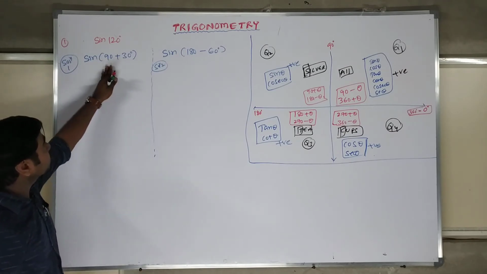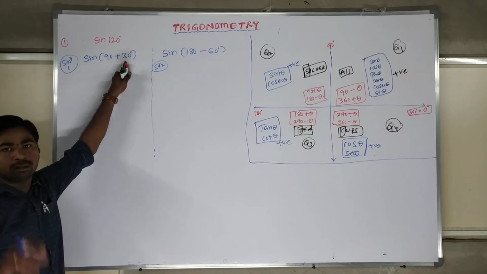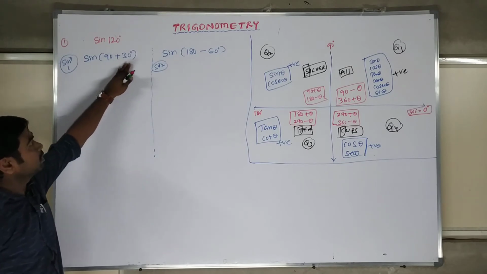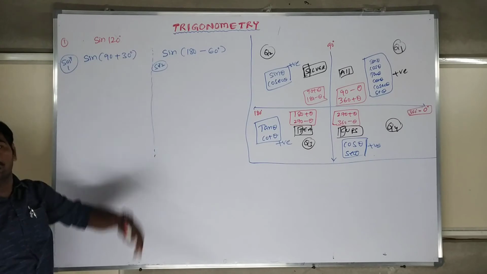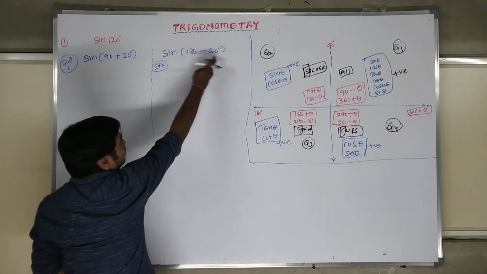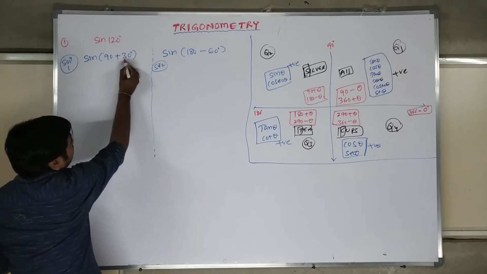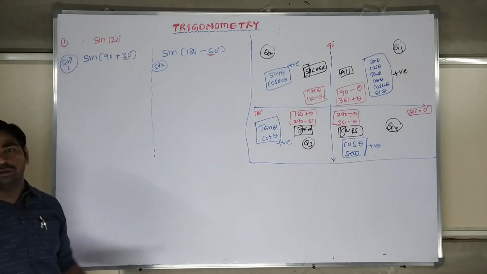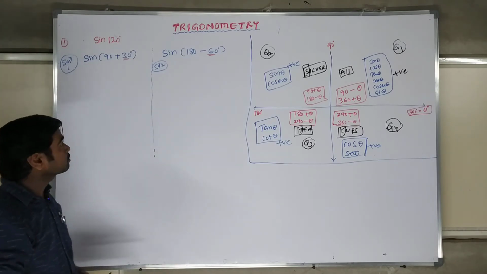Given the question, you have to split it into 90 plus theta. This theta value should be less than 90: 45, 30, 60 till 90 only. More than 90, you should not take. So 120 means I am writing 30 plus 90, or I can write 180 minus theta, where 60 is also less than 90. This value should be less than 90, because the values less than 90 we know. We are converting values more than 90 into values less than 90.